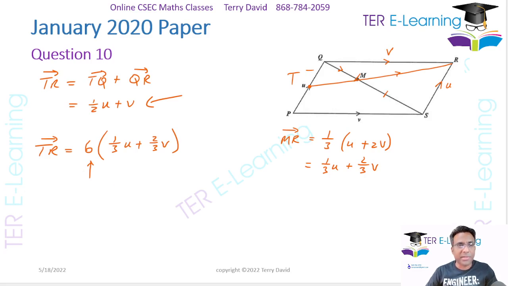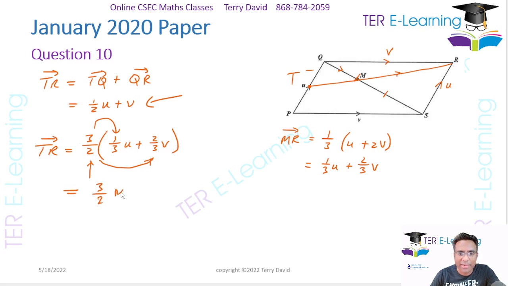So what we need to multiply by is 3 over 2. If I put 3 over 2 here, 3 over 2 multiplied by 1 third is going to give me a half, and 3 over 2 multiplied by this is going to give me V. So we're good there. What that means is that TR is equal to 3 over 2 MR.